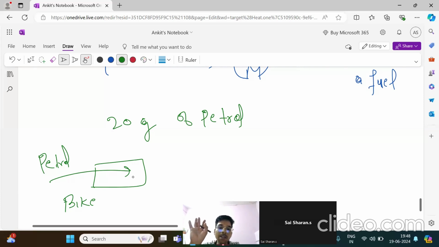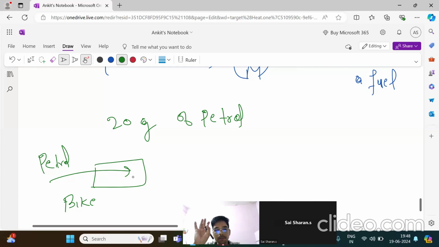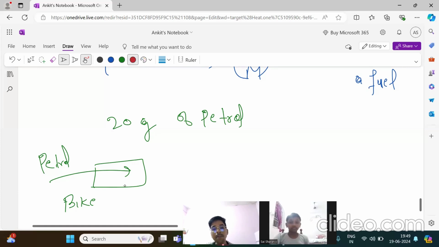You will say it is not a complete combustion. It is incomplete combustion. Complete combustion means there should not be any unburnt carbon left. This blackish part, now you are looking, it should not be there. So if you take 20 gram of petrol, it is completely consumed and complete combustion is taking place. Complete combustion means CO2 and water is produced.